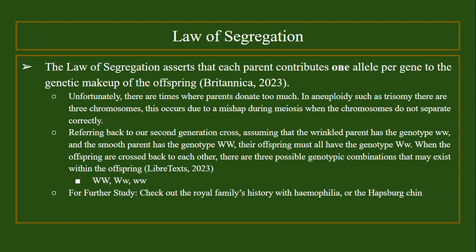If you're super nerdy and you would like to do a little bit of further study, I find that the royal family's history with hemophilia or the Habsburg chin are incredibly interesting case studies of when we can see directly not only the impacts of inbreeding, thank you Habsburgs, but also dominant and recessive traits. It's a very, very straightforward case most of the time.